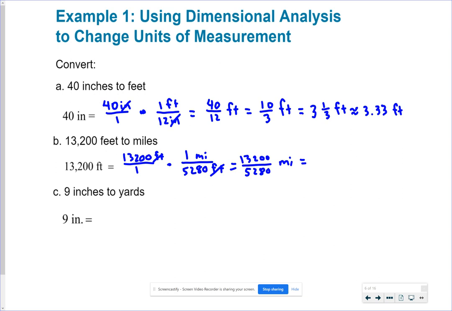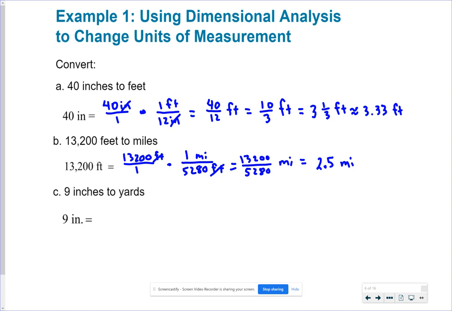So I grab my calculator. I do 13,200 divided by 5,280, and I find out it's 2.5. And I have not rounded that. It's exactly 2.5. But the units on that are miles, and the units are super important. Okay?